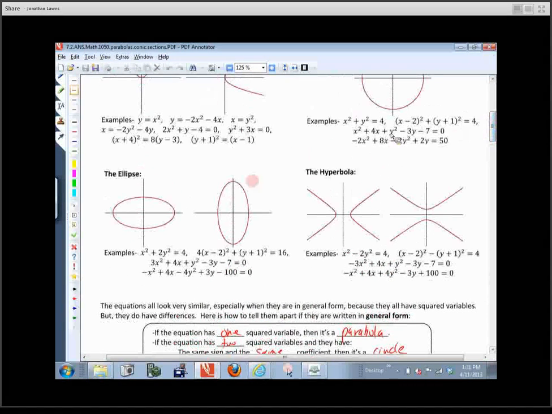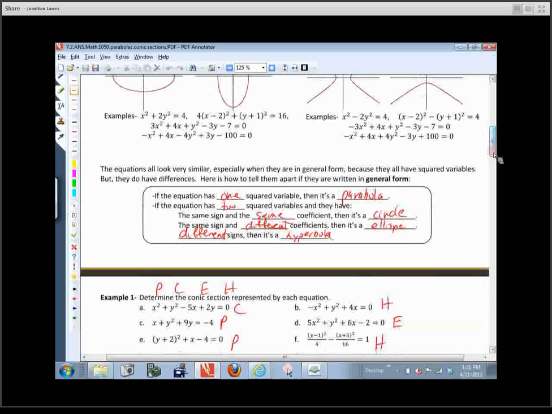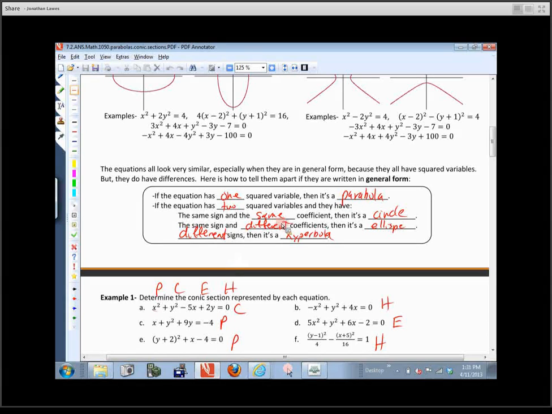So we had these examples up here, and what we spotted was if it's got one squared variable, it's got to be a parabola. That's the easiest one to spot. If it has two squared variables, then we've got to check a couple of other things. If they have exactly the same coefficient, it's a circle. If they have the same sign but different coefficients, then it's an ellipse. And if they have different signs, it doesn't even matter what the coefficients are. As long as they have different signs, then we know that it's a hyperbola. And again, it had to be in general form. That means everything, at least all the variables, are on one side.